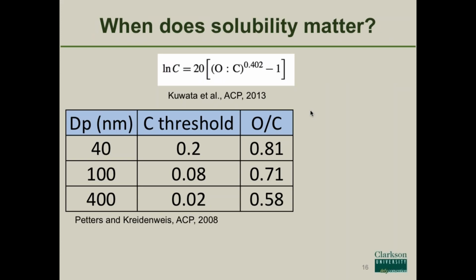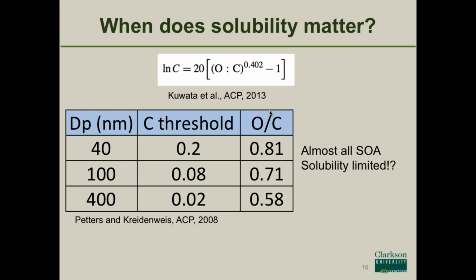Okay, so in summary, when does solubility matter? Using this parameterization, we can think about when it matters. Solubility limitation is known to depend on particle size. I got this number from Petters and Kreidenweis. Generally, small particles are more likely to exhibit solubility limit, while large particles don't have much solubility limitation. For these sample sizes, the solubility limit occurs when the solubility parameter is about 0.2 for a 40 nanometer particle and less for larger particles. The corresponding O2C ratio for this solubility using that parameterization is about 0.8, 0.7, 0.6. So if I simply interpret this, any organics with O2C less than 0.8 in 40 nanometer particles should exhibit some solubility limit.